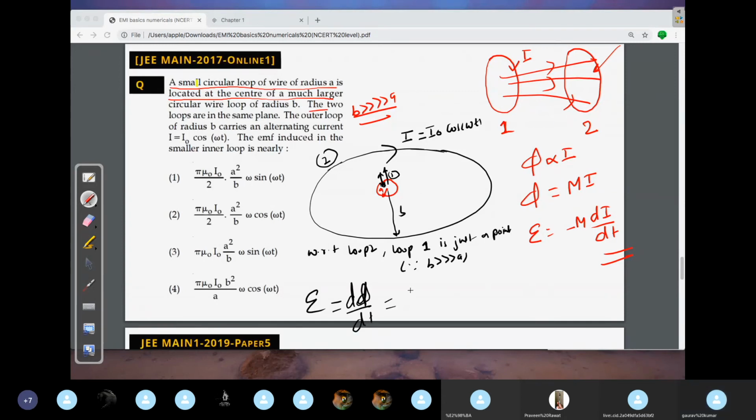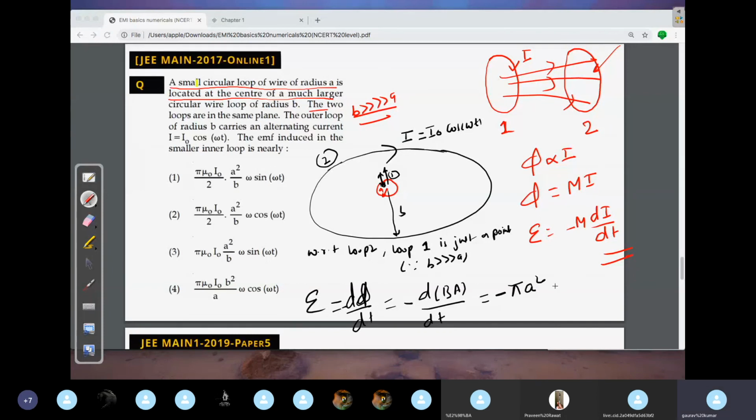So what is phi here? B into A. B into A by dt. If you want, you can keep this minus also. So minus of area will come outside. What is area, by the way? Area is pi a square. This is the area.